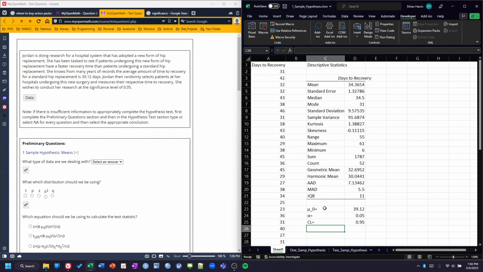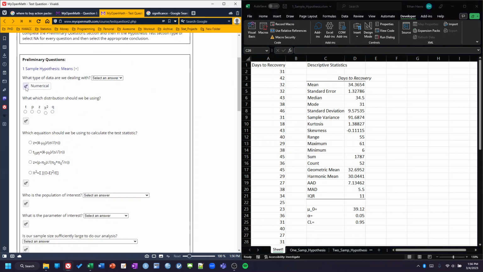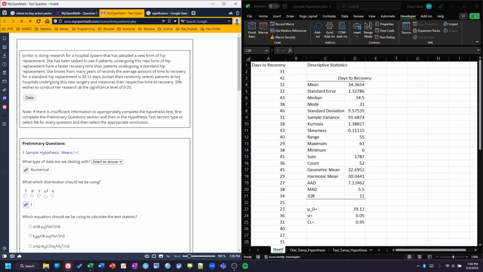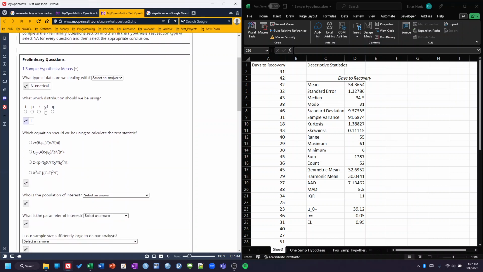And now let's go ahead and answer some of our preliminary questions. So the type of data that we are dealing with here is numerical numbers, and we're wishing to look at the mean. The distribution that we should be using is our t-distribution, and this boils down to basically what type of standard deviation do we have. Did our original problem give us a population standard deviation? It didn't. Then what we have to use is the sample standard deviation, which requires us to use the t-distribution.